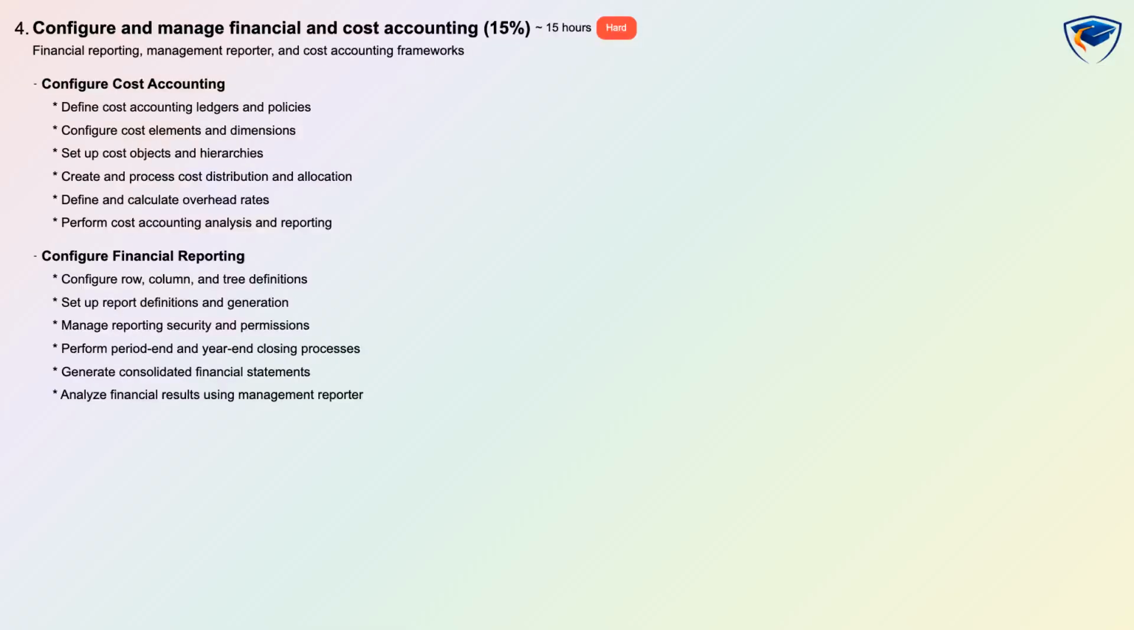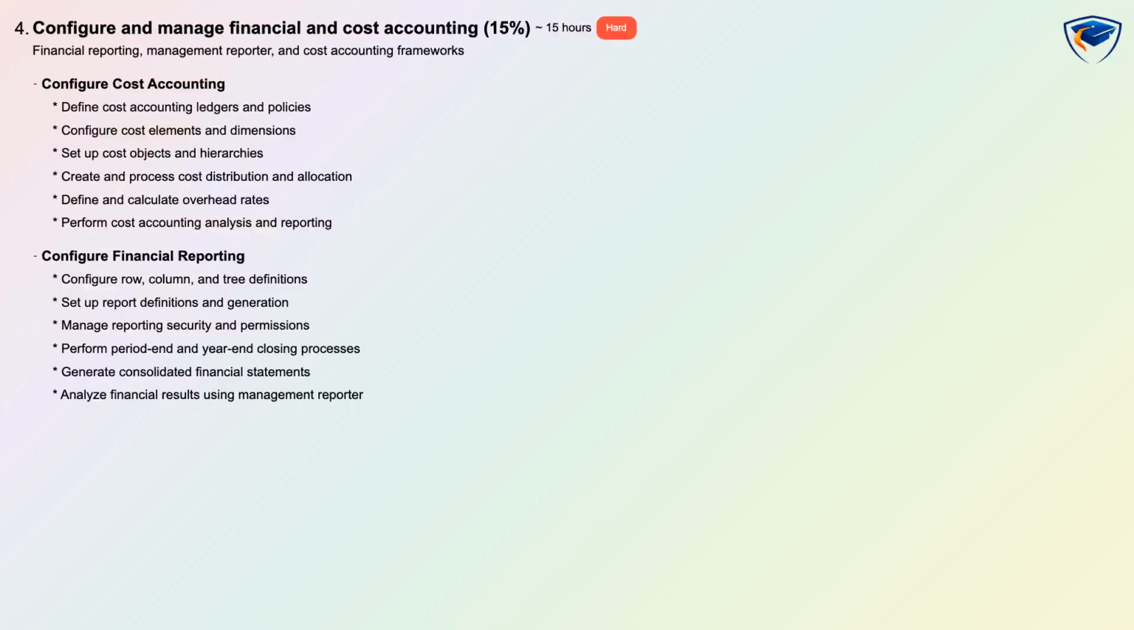Configure and manage financial and cost accounting makes up the final 15% of the exam, is rated hard, and requires about 15 hours of scenario-based preparation. In cost accounting you will define ledgers and policies, configure cost elements and dimensions, set up cost objects and hierarchies, and create and process cost distribution and allocation while defining overhead rates for accurate cost capture.